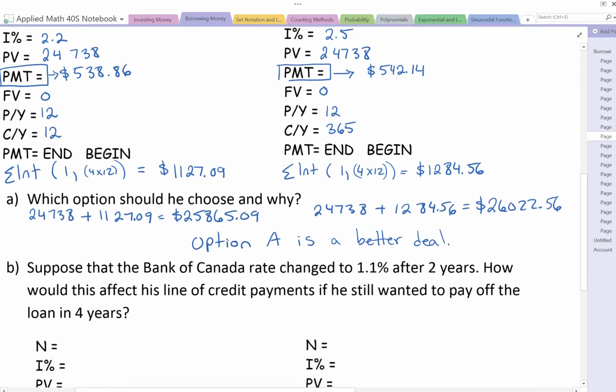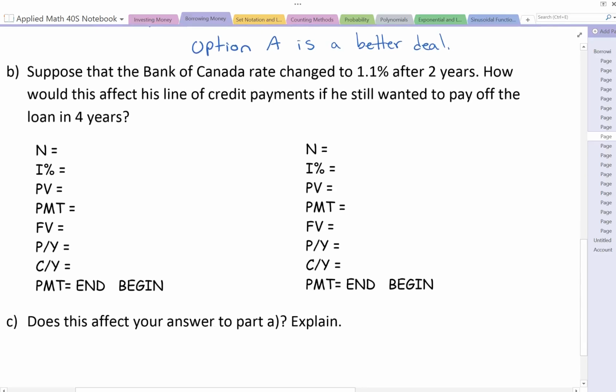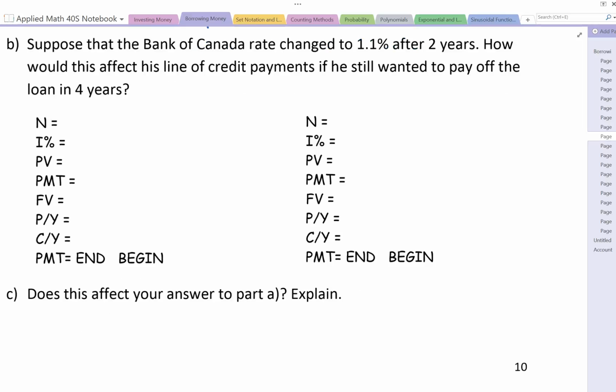Okay. For B, it says, suppose that the Bank of Canada rate changed to 1.1% after 2 years. How would this affect the line of credit payments if he still wanted to pay off the loan in 4 years? I'm going to have to separate this into the first 2 years and then the second 2 years. Because for the first 2 years, we've got 2.2%, and then for the second 2 years, we've got 1.1%. So how would that look?